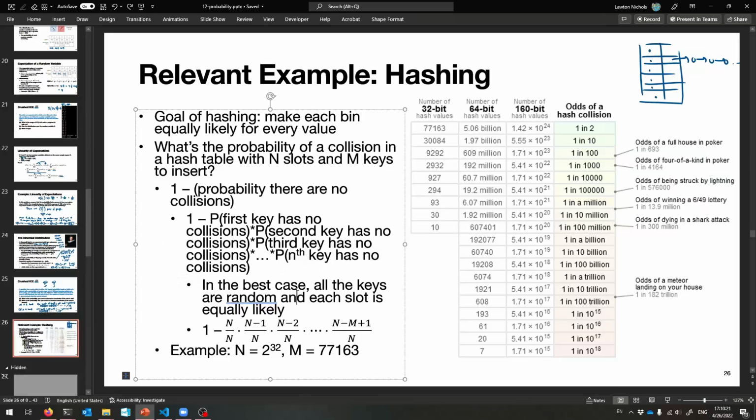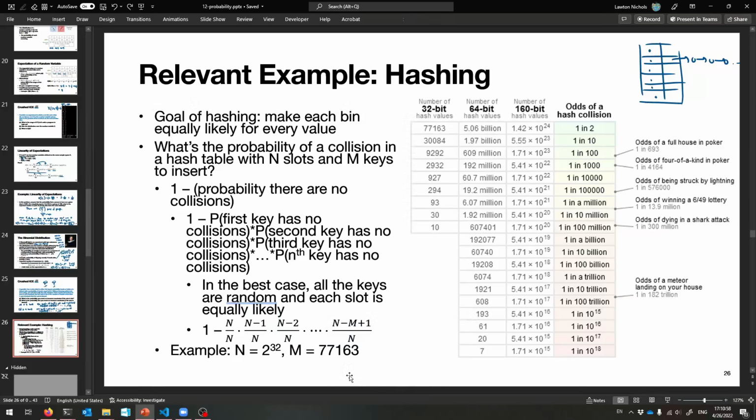So in the best case, all of those keys that you're trying to insert are random, and each slot is equally likely. So this is our probability. So the first key has no collisions. There's a 100% chance there are no collisions because there's nothing else in the table. And then the next one is, all right, n minus 1 over n, right? Because now you've used up one slot. You have a pretty high chance of not colliding with that one slot that you filled, but there's still a chance, right? And so the probability that the third key has no collisions is n minus 2 over n, and you keep on going in this order, okay?